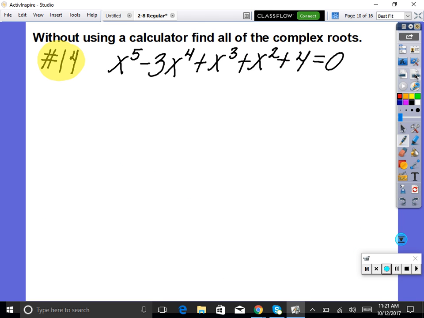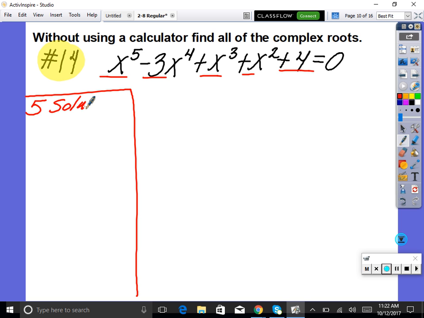Number 14. Let's look. Okay, this is a good one. Here we go. So number 14, it says, without using a calculator, find all the complex roots. 1, 2, 3, 4, 5. It's not factoring by grouping, so we are going to have to use P over Q. Go to your bucket of solutions. There should be 5 solutions. I need you guys to focus because we're going to go quick through this one, but it's one of the more advanced ones.